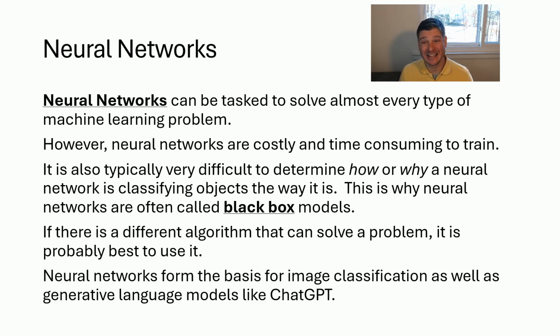But like I said, neural networks can be tasked to do a bunch of different things. So we can use it for image classification. And again, a bunch of the generative AI that we see in things like ChatGPT, those are all neural networks as well. So neural networks are incredibly powerful.